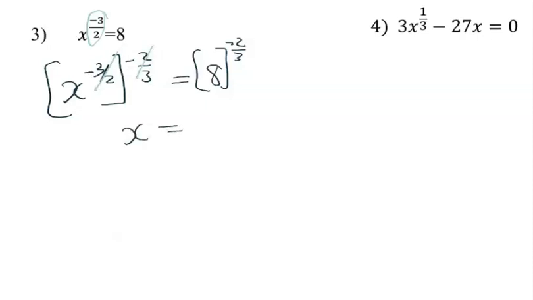On my right hand side, I must first write 8 as 2 to the 3. And then I times to the power of minus 2/3. And remember, this is over 1, so if I simplify, I get 2 to the minus 2, which in this case is 1/4.